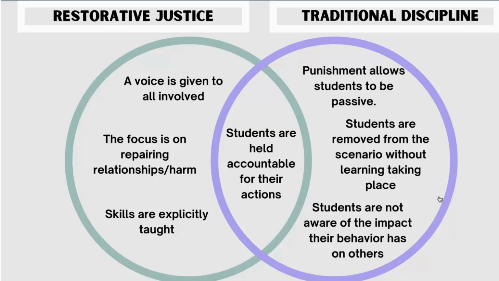When we're talking about restorative justice, the goal is for a voice to be given to all people involved. And it's really hard for kids, but they have to identify who they impacted. And sometimes it's a really large group of people. The focus, again, is on repairing relationships or harm that was done. And it's to build skills so that students can do this on their own. Either way, students are held accountable for their actions.